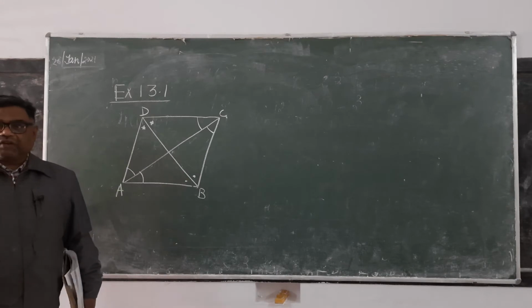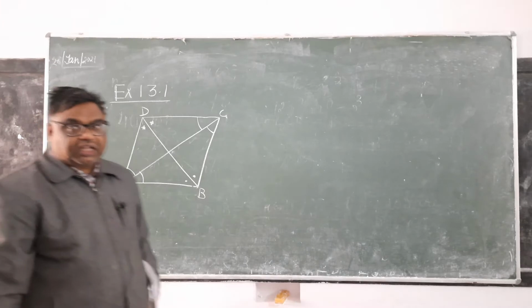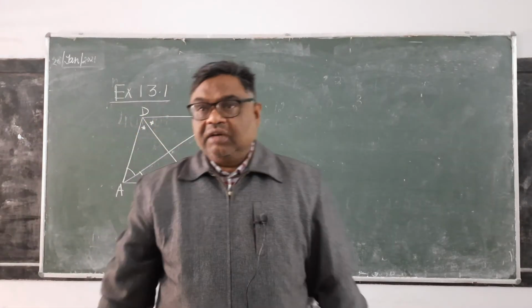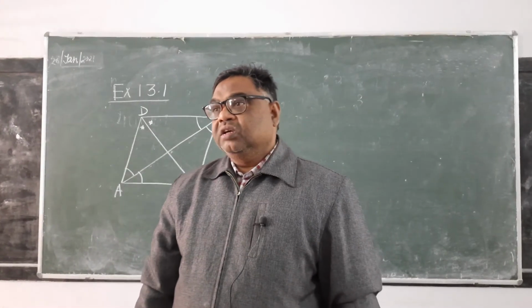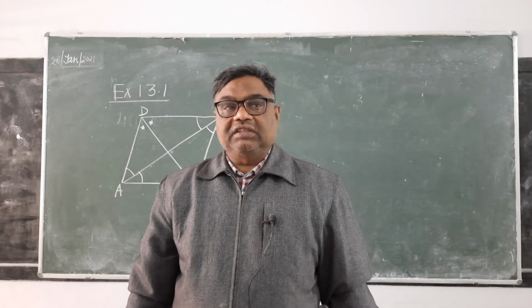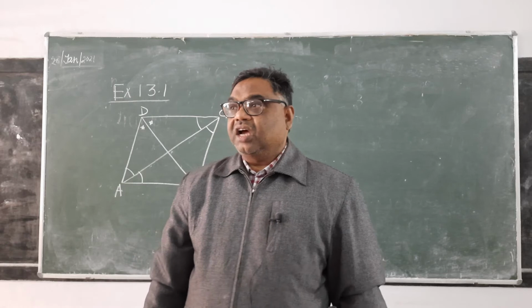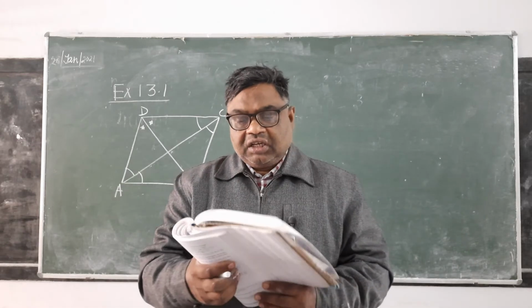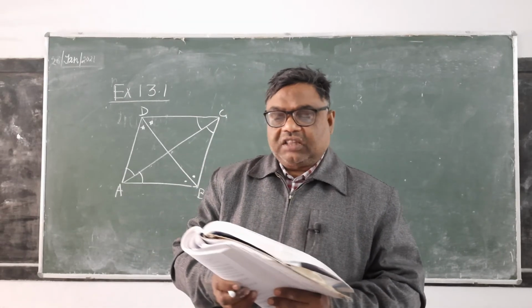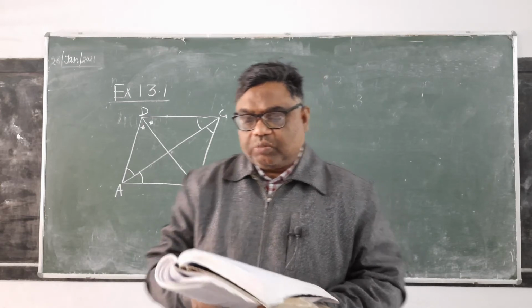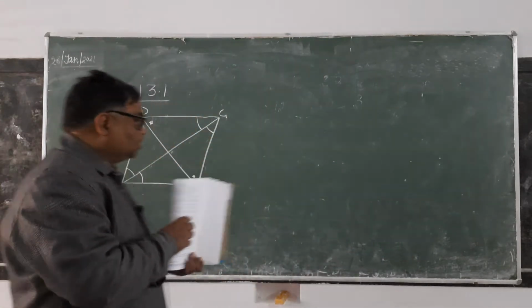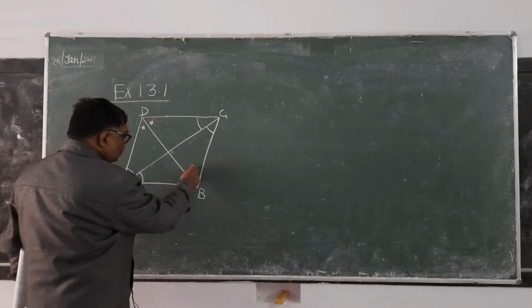This is the property of rhombus and square. In rhombus and square, diagonals are the angle bisectors. But in the parallelogram, in the rectangle, diagonals are not the angle bisectors. It is clear? So see here, in the figure 3 given below, ABCD is a rhombus. Find the value of x. You have to find this value, x.